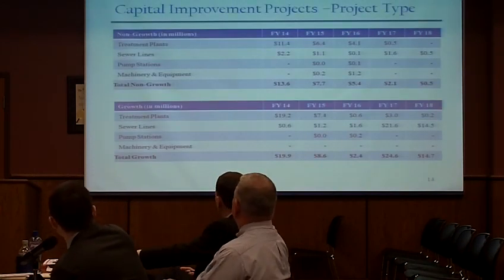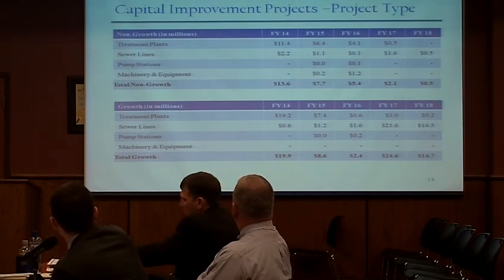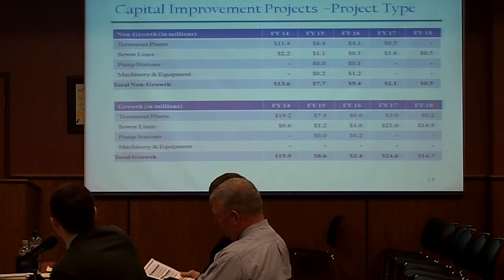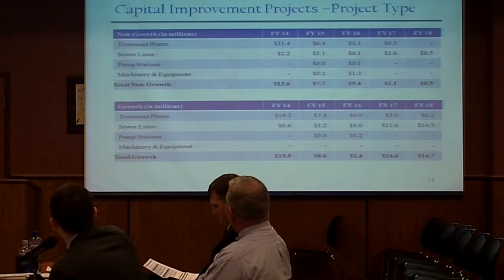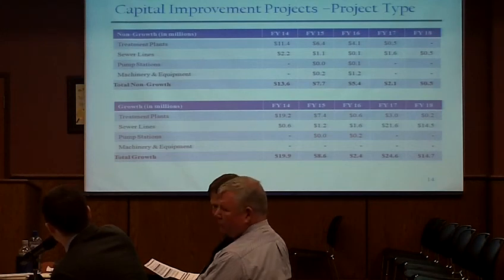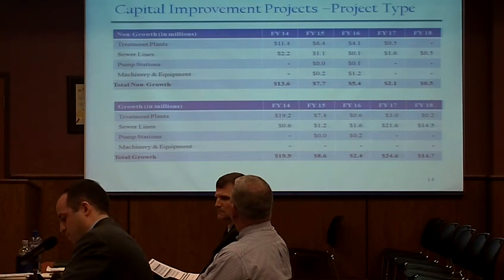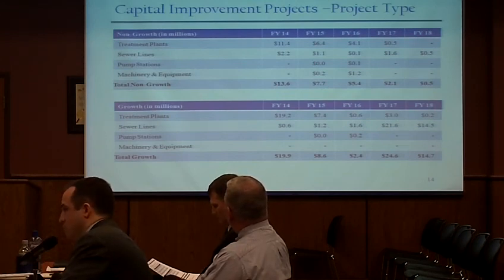This is a 5-year snapshot of your CIP. Project type is broken down by non-growth and growth. So again, non-growth is user rates, growth is connection charges. And the project that we were talking about previously would show up in the treatment plant line. So a portion of it is being allocated to non-growth and a portion to growth. I'll give you a little more specifics. Right now it's slated to be 50% paid by rates, 40% by connection charges, and 10% by the hauling fees.